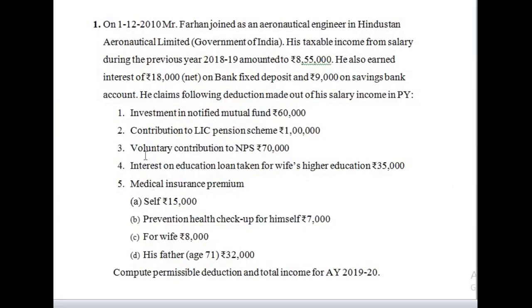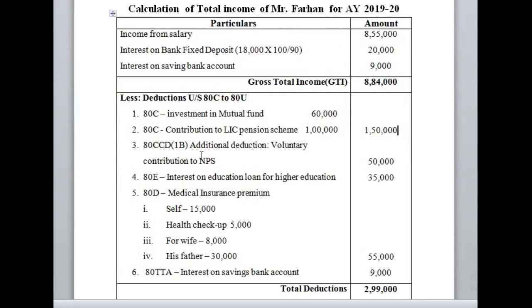Next, he incurred voluntary contribution to NPS rupees 70,000. It is a kind of additional deduction under section 80CCD(1B). So it will be allowed up to 50,000. That has to be taken.